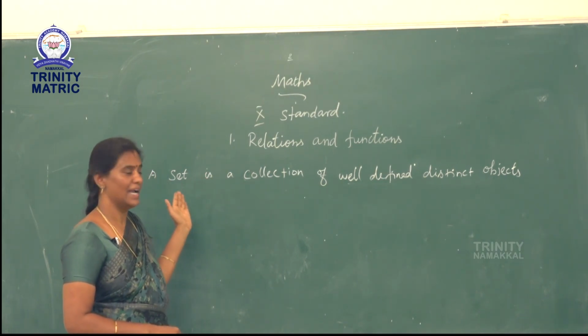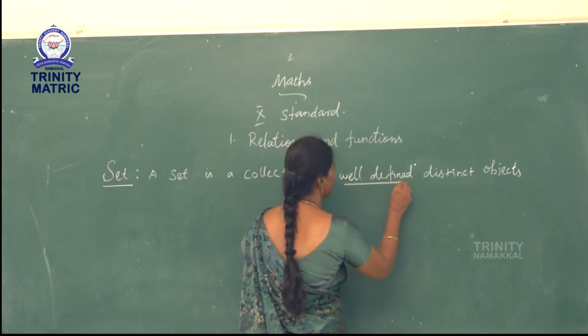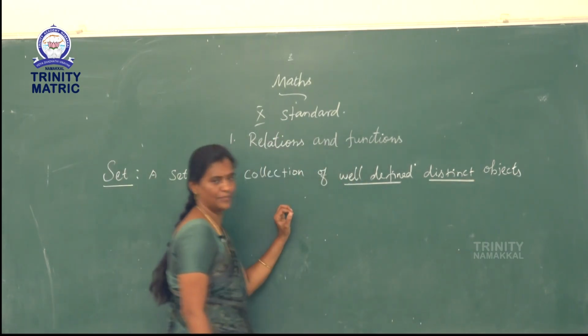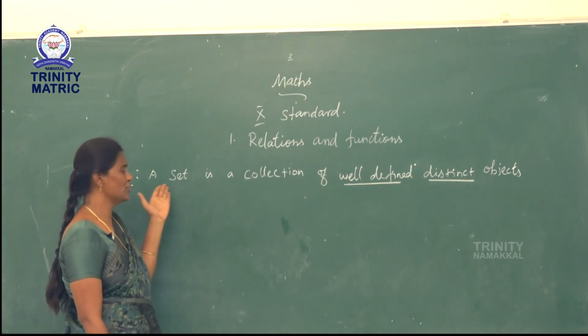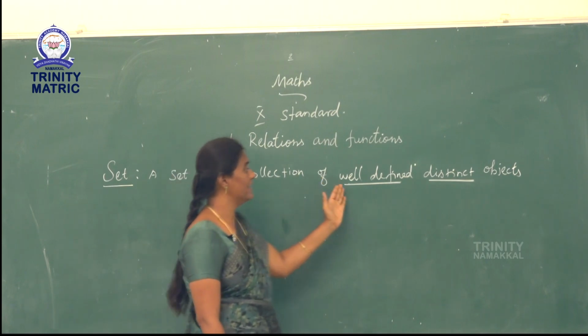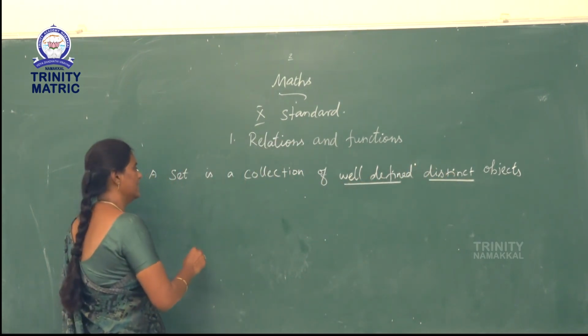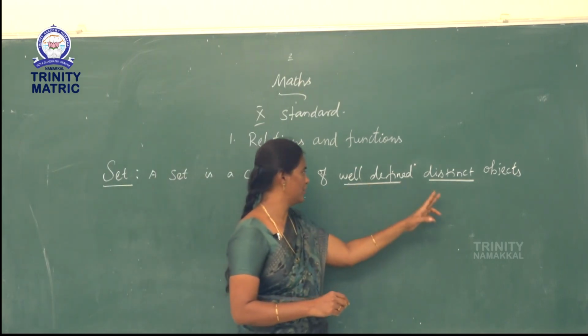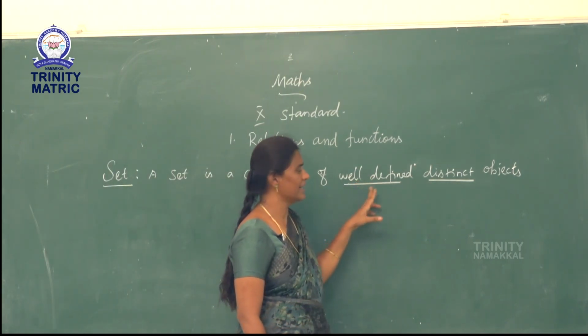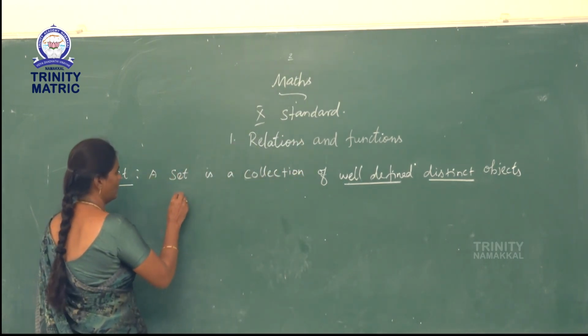What is a set? A set is a collection of well defined distinct objects. The definition of a set is a collection of well defined distinct objects. See here, the two words are very important: well defined and distinct. Okay, now let us take one example.